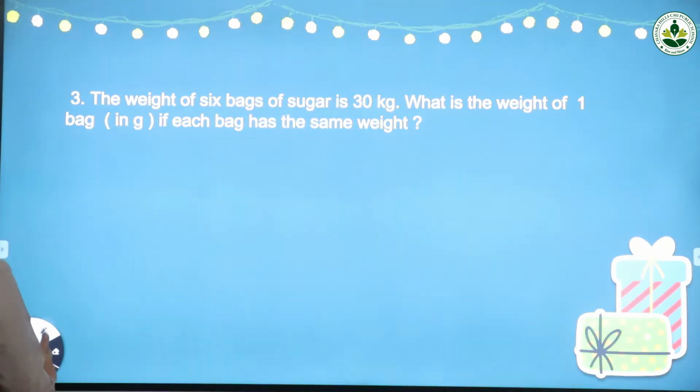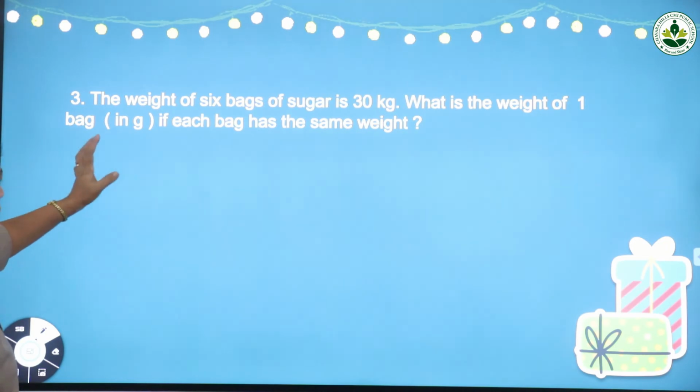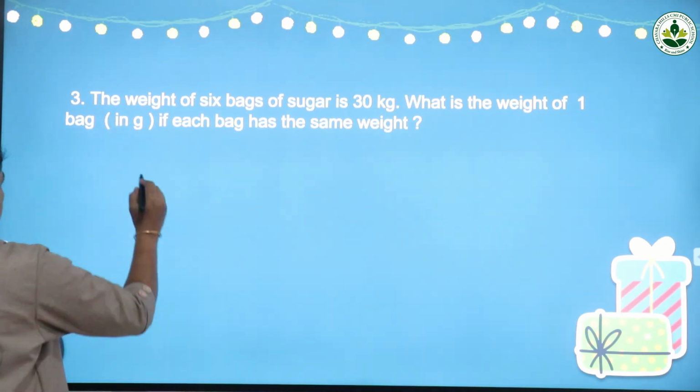Therefore, write the steps. To write the steps, we need to write the given things. The given thing is the weight of 6 bags.